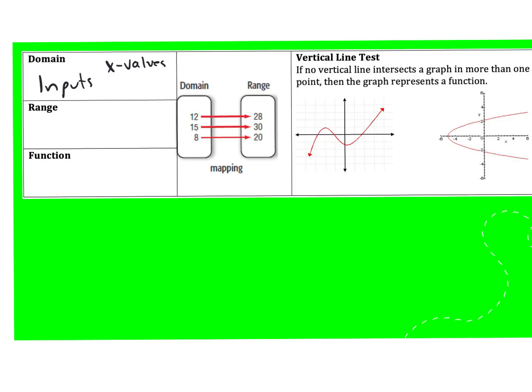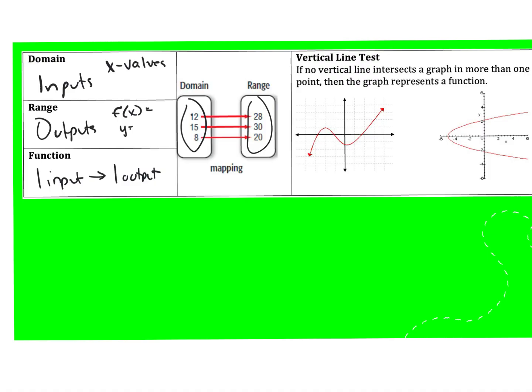Your range is going to be your outputs, so what f of x equals or what your y equals. In a function, remember, one input goes to one output. The way to think about this is, this is your domain, this is your range, these are all my values. And as a reminder, with the vertical line test, if you can draw a vertical line and hit more than one point, it is not a function. So this one would be not a function.